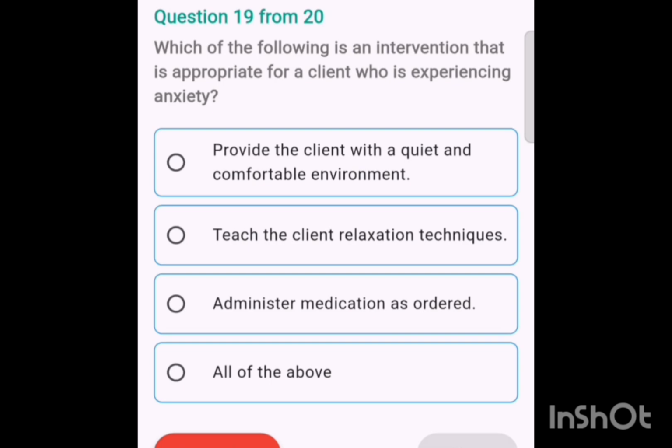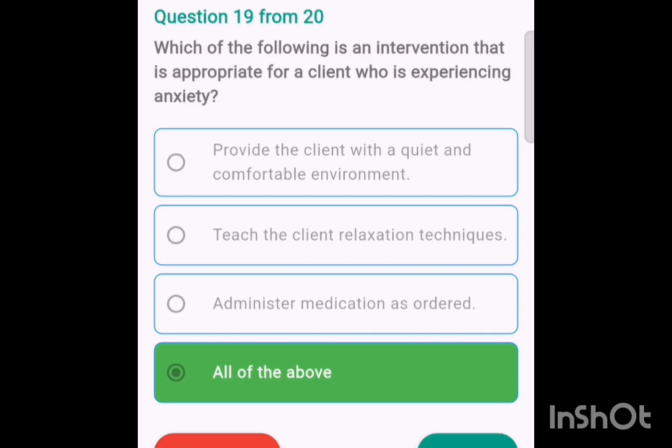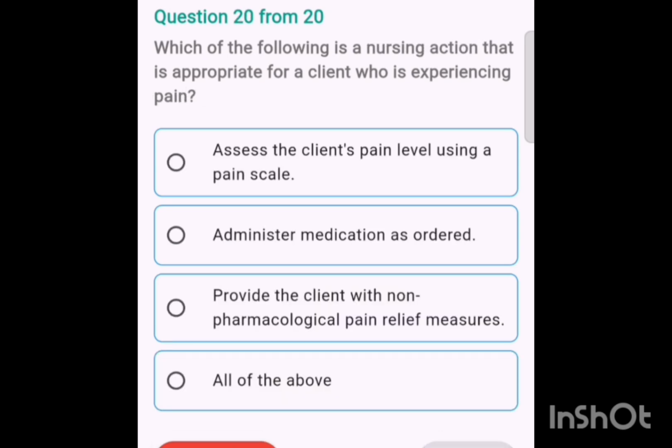Question number 19. Which of the following is an intervention that is appropriate for the client who is experiencing anxiety? Options are: provide the client with a quiet and comfortable environment, teach the client relaxation techniques, administer the medication as ordered, and all of the above. Here, the correct option is all of the above, because all the mentioned interventions are appropriate to help the clients experiencing anxiety.